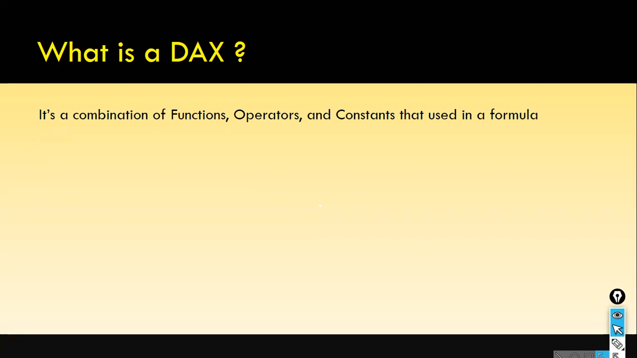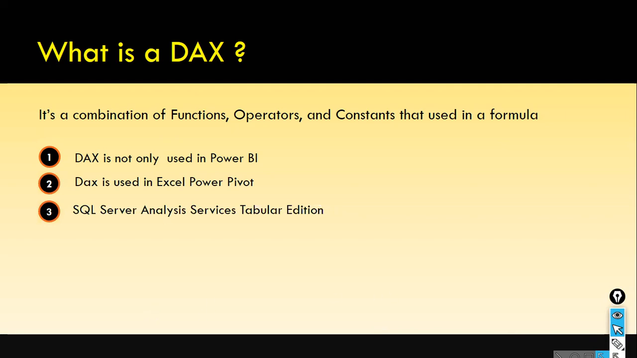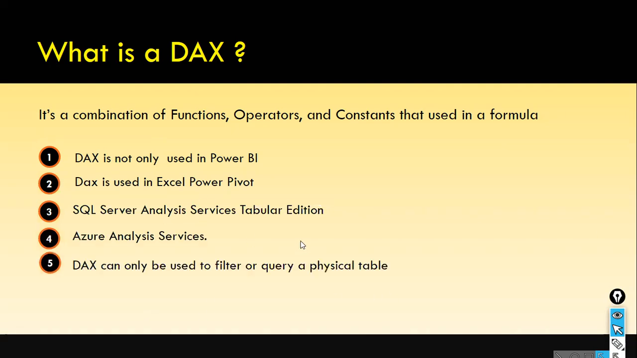DAX is not only available in Power BI. You know very well that in Excel we are using Power Pivot, and it is available in Analysis Services also. Using DAX, we can perform calculations and aggregations, in simple terms, and transformation of data in tabular models. It is not only used in Power BI, like I said, it is used in Excel Power Pivot, SSAS tabular edition, and Azure Analysis Services, and DAX can also be used to filter or query a physical table.